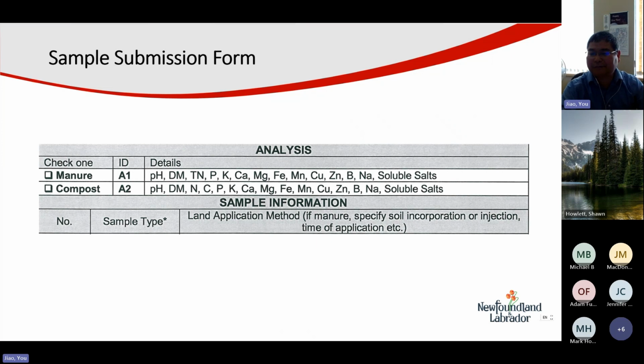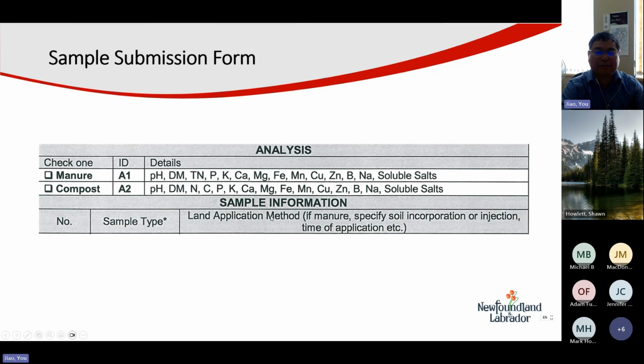The sample submission form, you can find in Google. If you search for the sample submission form Newfoundland, it will come up. You can print it out, or you can go to the local office. You mark whether the test is for manure or for compost. Also keep in mind to put your sample type, like dairy or chicken. This will later be used by the lab for the recommendations on the available nutrient calculation.